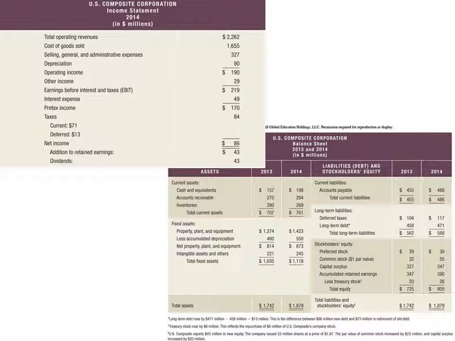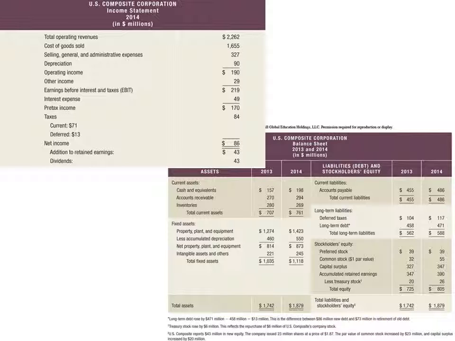Also, we can see for deferred taxes, a relationship between the income statement and the balance sheet. The income statement shows deferred taxes of 13. Now take a look under long-term liabilities on the balance sheet. Deferred taxes went from 104 to 117. What's the difference between 117 and 104? It's exactly 13, the amount that we see on the income statement.